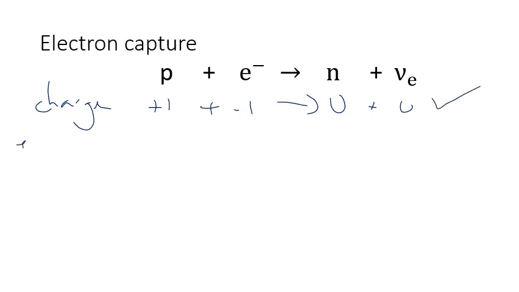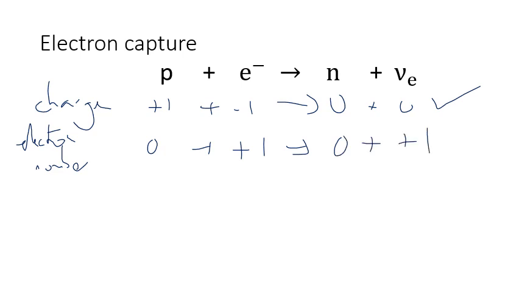Let's check electron family, electron number. Proton's not an electron. An electron is a real electron. A neutron's not an electron, and that's a real electron neutrino. So yes, electron number works. And let's just check out nucleon number. I've said before that that's always pretty trivial.